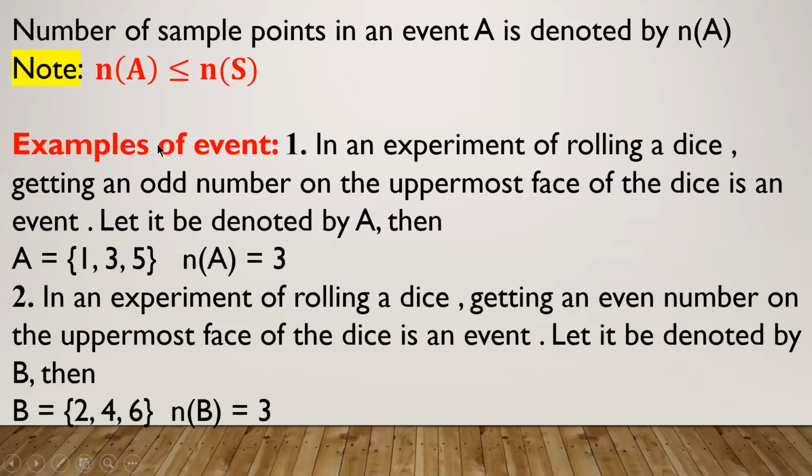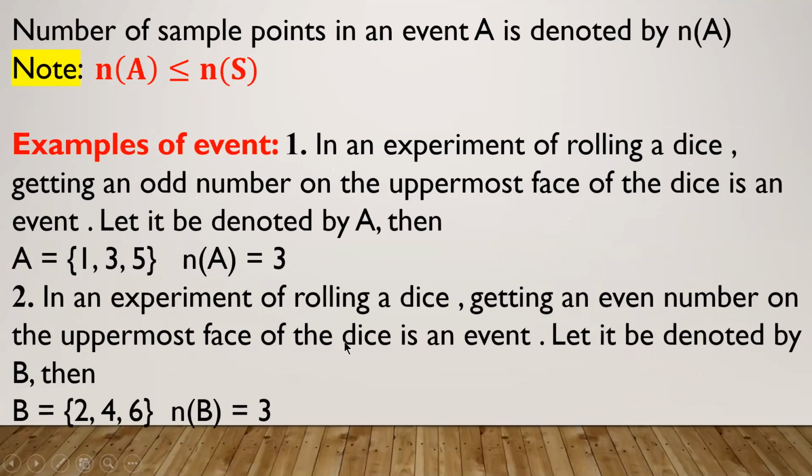See here, examples of event. The first example that I have given: in an experiment of rolling a dice, getting an odd number on the uppermost face of the dice is an event. What points will be there in that event? 1, 3, and 5. And what is the number of points in this A? It is 3.